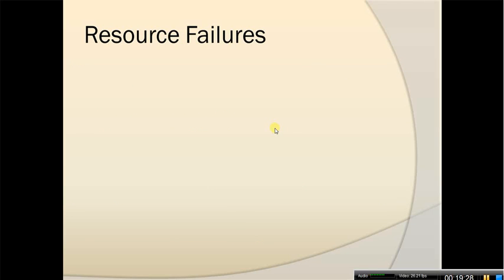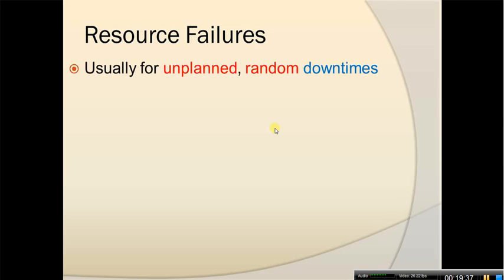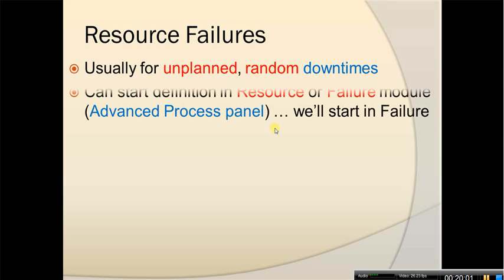So now the next thing that I wanted to talk about is resource failures, because as you remember, we now have some failures in this system. So when to use the failures versus the schedules? You need to understand that schedules are something planned, while failures are unplanned random downtimes. So again, a schedule is a change in the capacity that is planned, and failures are something unplanned, often random downtimes.